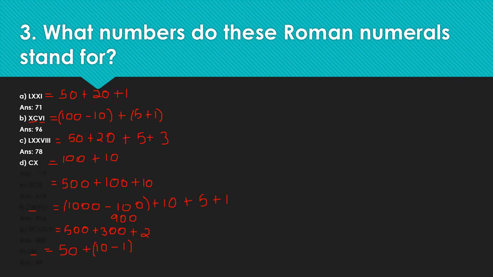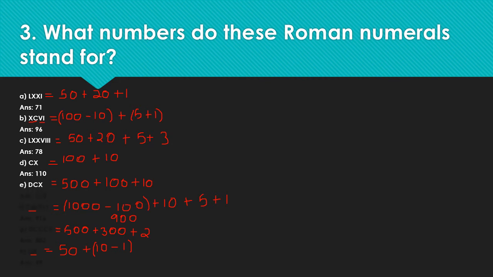Next, the problem is CX. So here C is the greater numeral, X is the smaller numeral. So what you have to do, you have to add. C is 100 plus 10. You will get the answer, 100 plus 10 is 110.